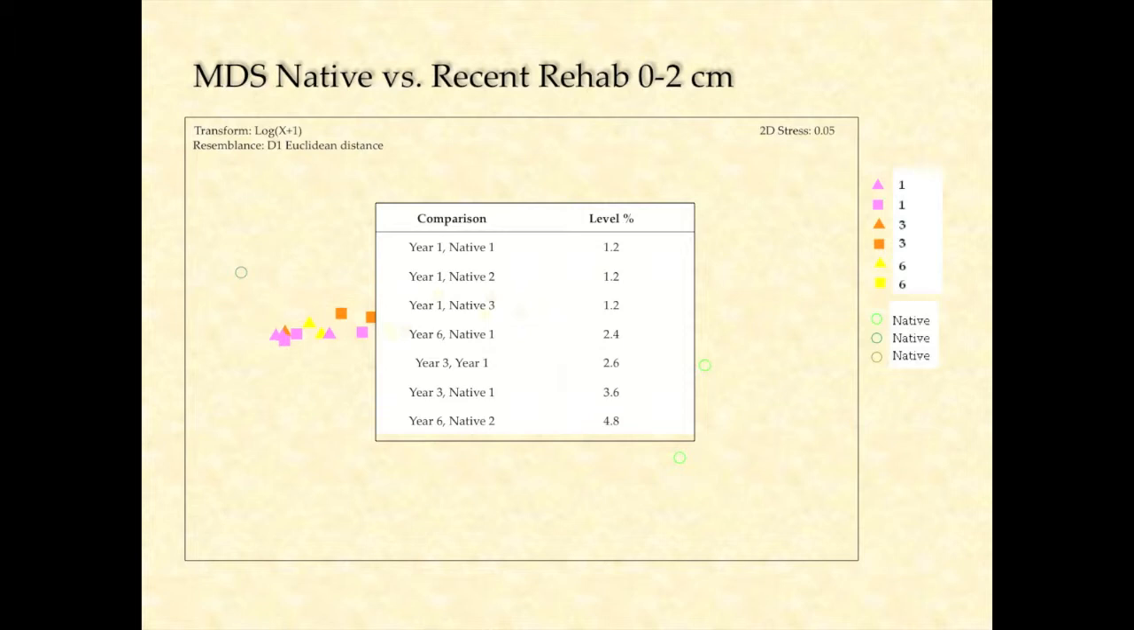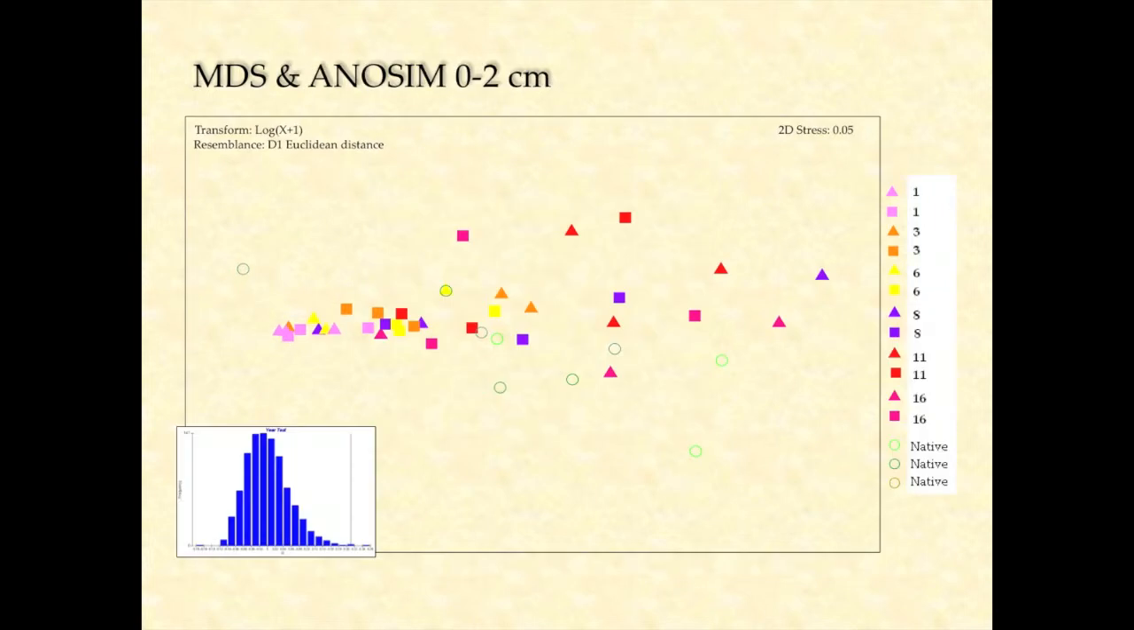The percentage levels I'm showing here, 5% is a significant difference, so the equivalent to P 0.05. So in this case, they are significantly different between the first year and the native sites. There are already different communities existing.